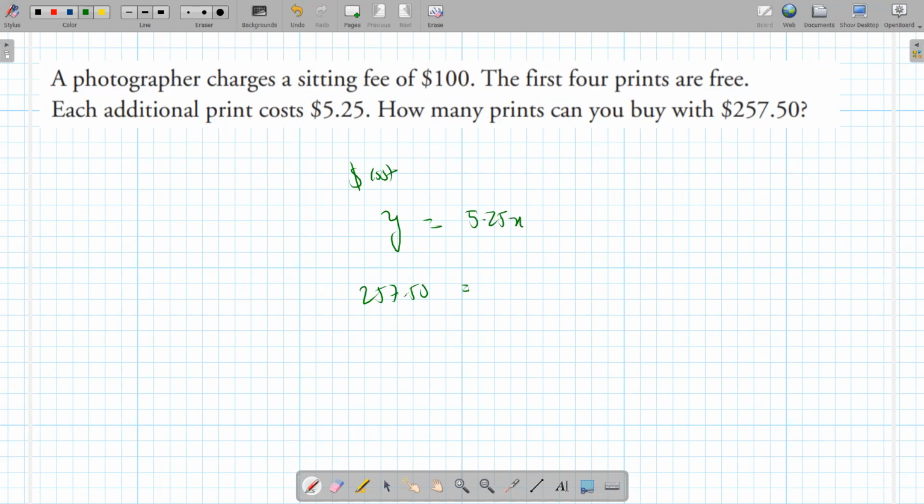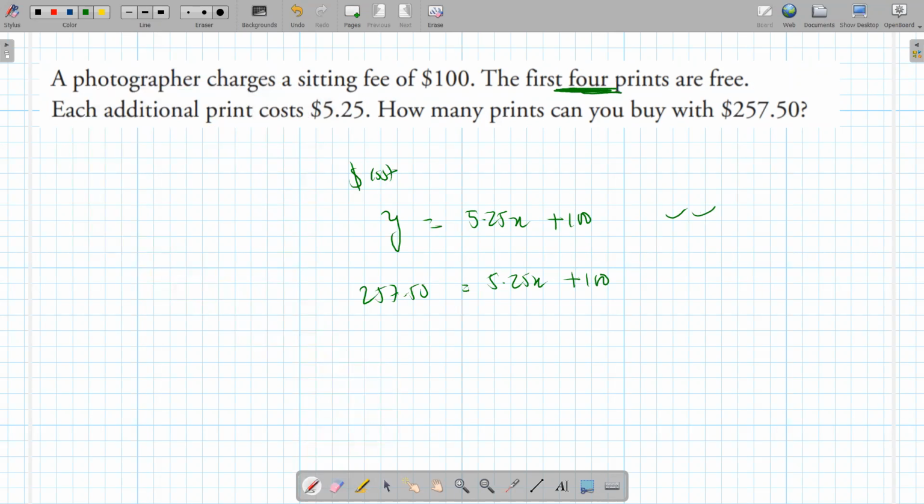5.25 X plus 100. Yeah, but X is not additional print cost. What is X? This equation's fine, but what does X represent? X is additional prints. Yeah. Okay, it's just additional prints. So we're trying to solve this equation for X, right? And remember to add the 4 at the end.